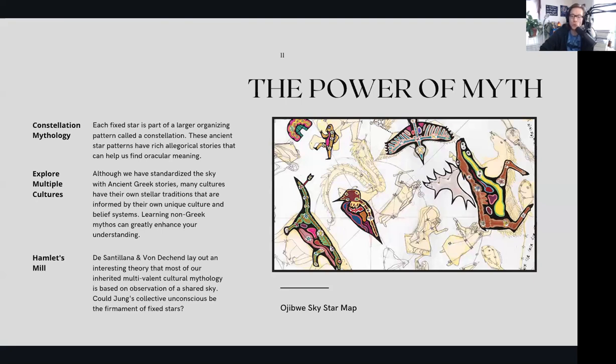This was an ensouled cosmos. Before we got to Descartes and the Copernican Revolution, a lot of the ancient cultures thought of the cosmos as one world soul.